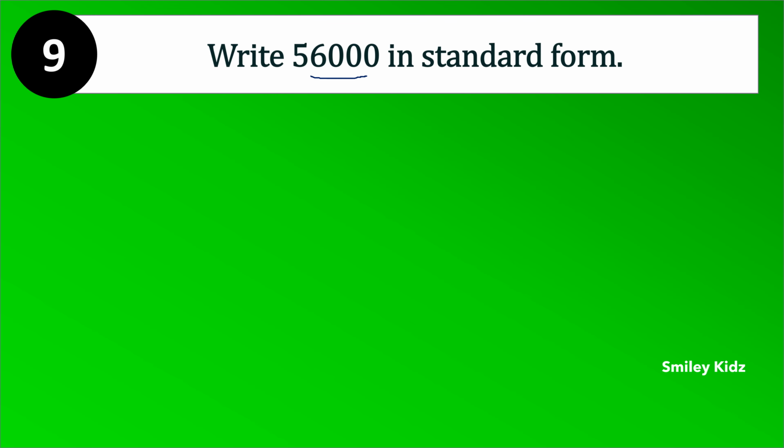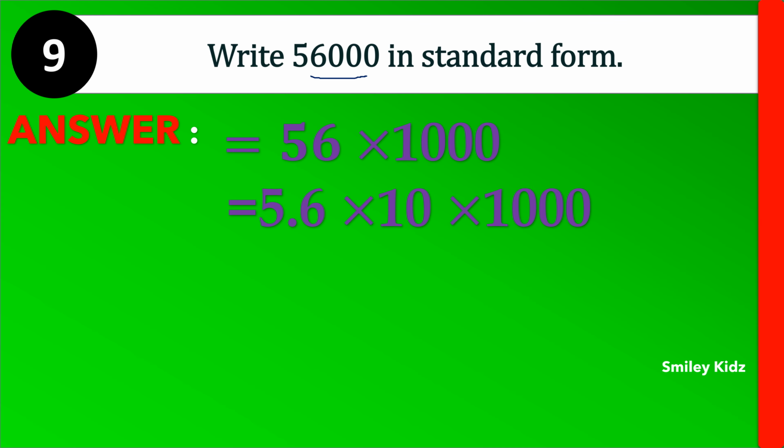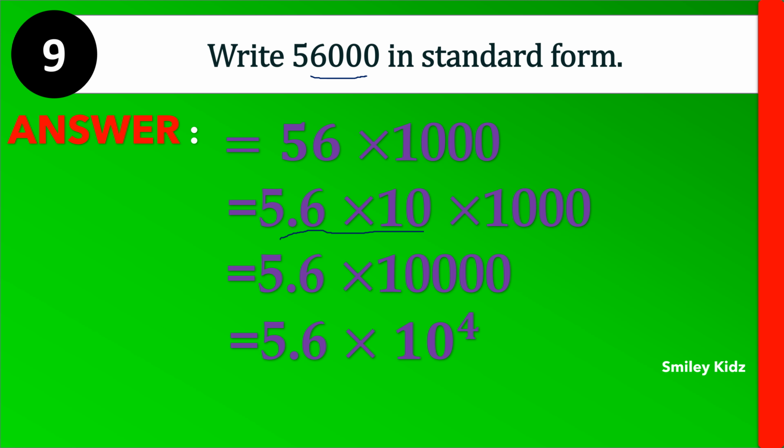Moving to question number 9. Write 56,000 in standard form. Your time starts now. Your time is up. Now let us see the solution. 56,000 can be written as 56 into 1000. 56 can be written as 5.6 into 10 into 1000. 5.6 into 10 into 1000 is 10,000. 5.6 into 10,000 can be written as 10 to the power 4. Therefore, the answer is 5.6 into 10 to the power 4.